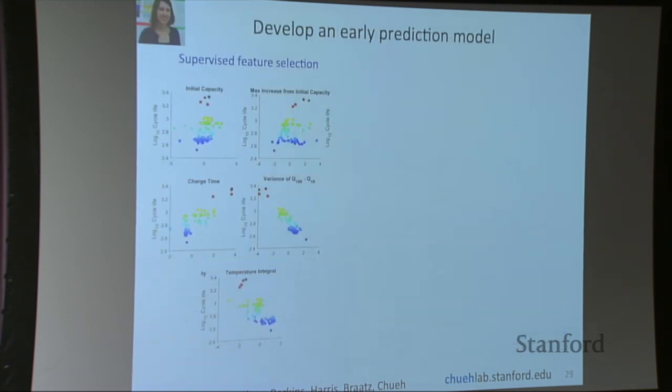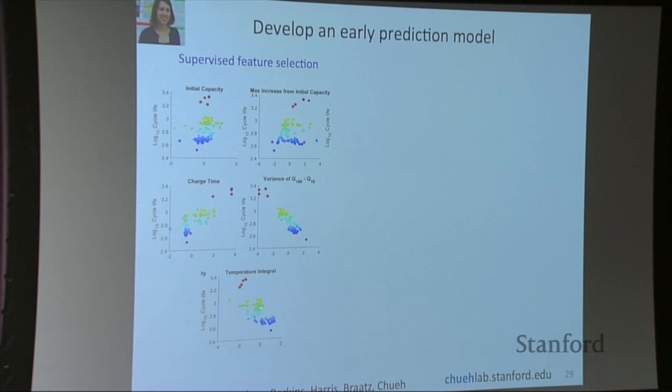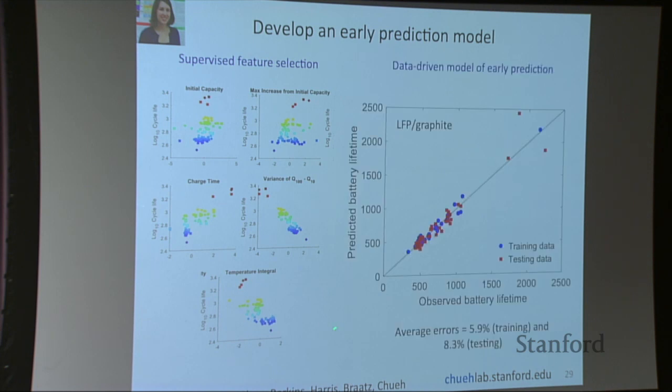We developed an early prediction model. We trained a very simple regression model with all the data we have. We picked out 5 features using a supervised approach. This was done by Kristen Severson at MIT. These include the capacity, and some of the features you saw in the previous plot. I won't get into the details. I'll just share the results. This is the prediction versus observed.